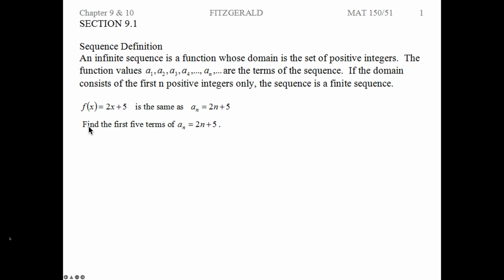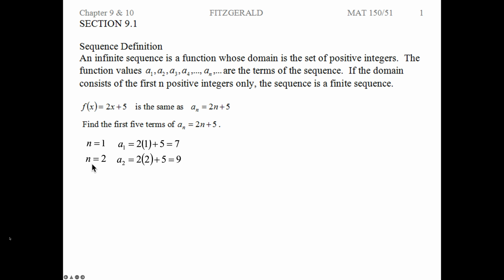So if I look to find the first 5 terms of this sequence, a sub n equals 2n plus 5, we let n equals 1. They did not declare where n starts, so therefore it's presumed to be a 1 by definition. We put the 1 in. 2 times 1 is 2 plus 5, 7.